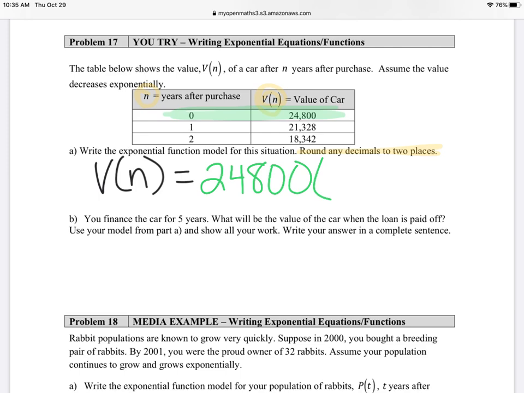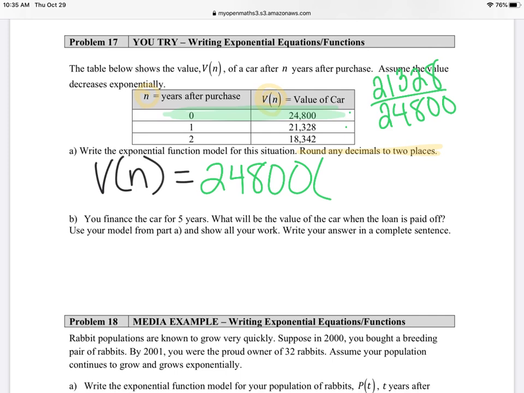Now, in the B position, we have to have our common ratio. Now, same situation as the last one. Even as good as I am at doing math in my head most of the time, I don't have the slightest idea what you would multiply 24,800 by to make it become 21,328. It's not in my head. So I'm going to have to do some math to figure that out. So if you remember, to figure out your common ratio, you divide the second y by the first y. So 21,328 divided by 24,800. That's going to tell me my common ratio.